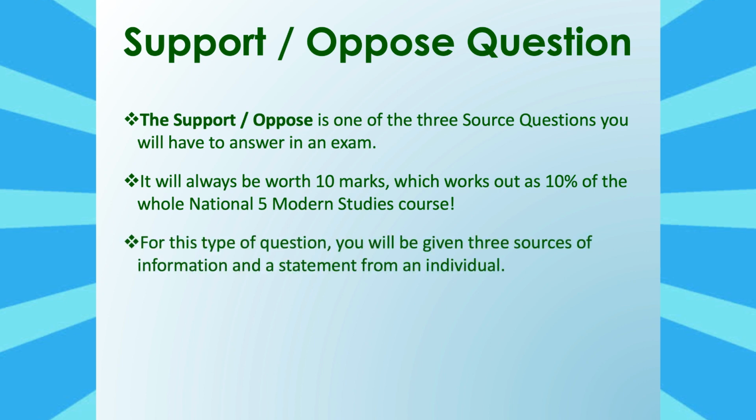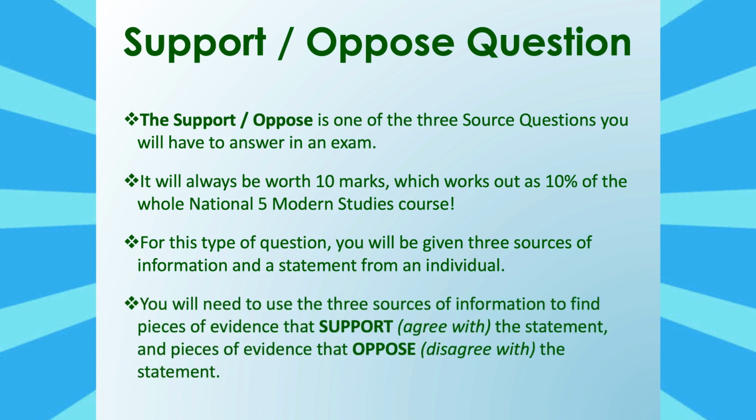So for this type of question, you will be given 3 sources of information, and then you will be given a statement from an individual. It might be a real person like Nicola Sturgeon, or it could be just a name given to somebody who has a point of view. And so you've got 3 sources and you have a statement.